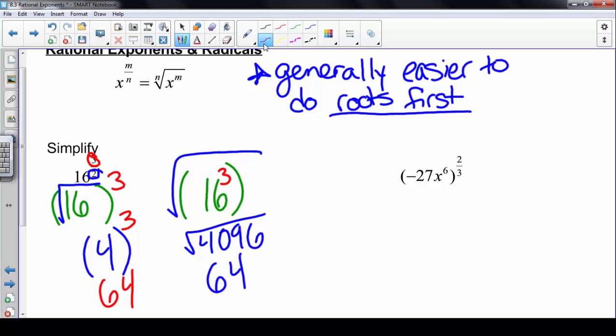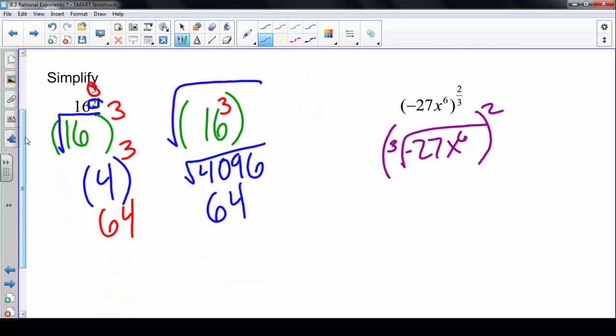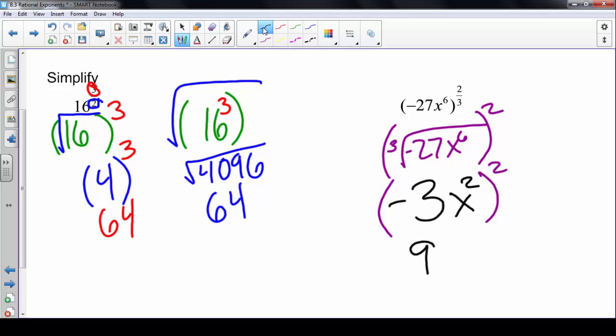So let's look at our second example. We're just going to rewrite it so we've got the cubed root of negative 27x to the 6th. All of this is squared. So doing our root first, we still have the squared on the outside. Cubed root of negative 27 is negative 3. X to the 6th, when we take the cubed root of that, we're just left with x squared. And now this is easy. We can just square both of them. Negative 3 squared is 9. X squared is x to the 4th.